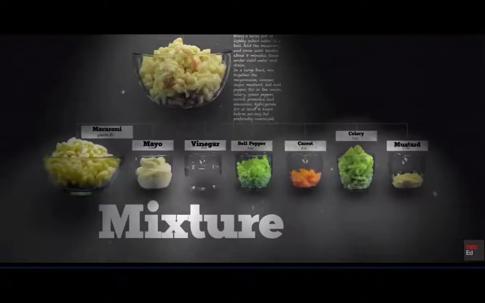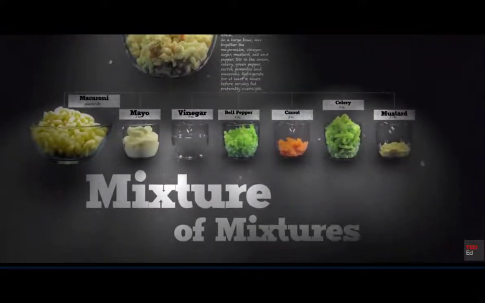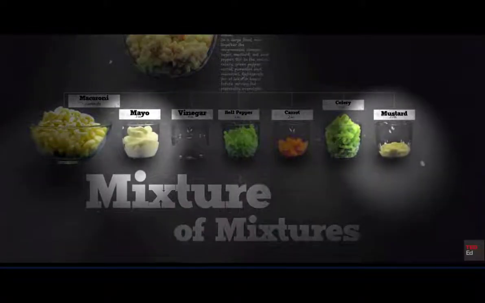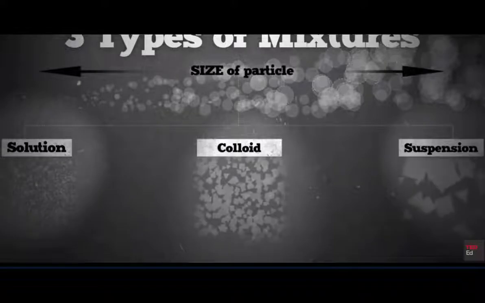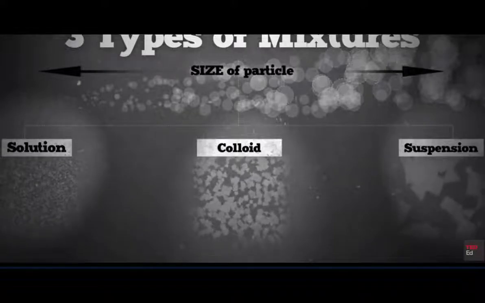Mud. It turns out that macaroni salad is actually a mixture of mixtures, because many of the ingredients, like mayo and mustard, are already mixtures themselves, which is nice for us because if we look closely, we'll see the three main types of mixtures that exist. The size of the particles in a mixture determines the type of mixture.